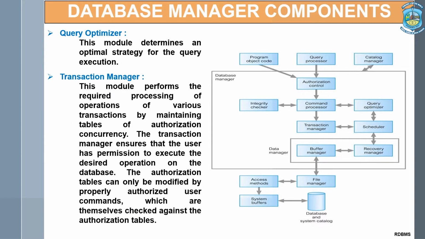The transaction manager module performs the required processing of operations of various transactions by maintaining tables of authorization, concurrency, and other things together. This is to ensure that when one transaction is completed, our database moves from one consistent state to another consistent state. If a transaction fails in between, the changes should be rolled back and we should revert to the normal position before the transaction occurred.